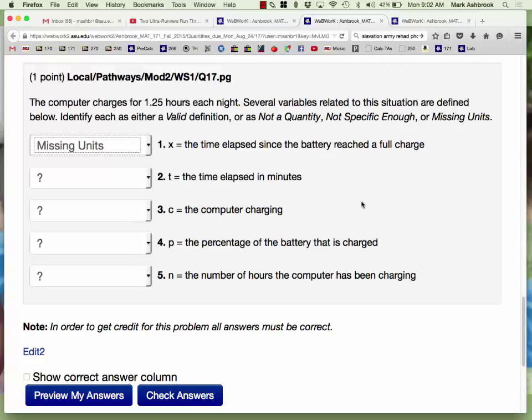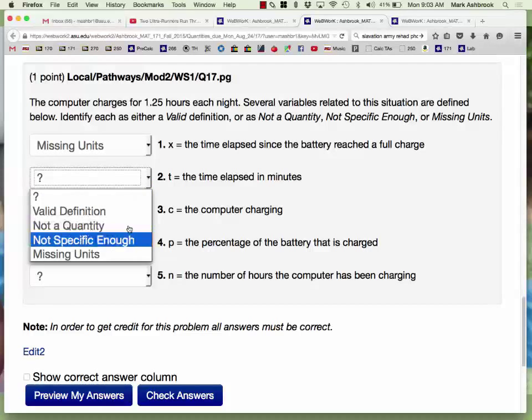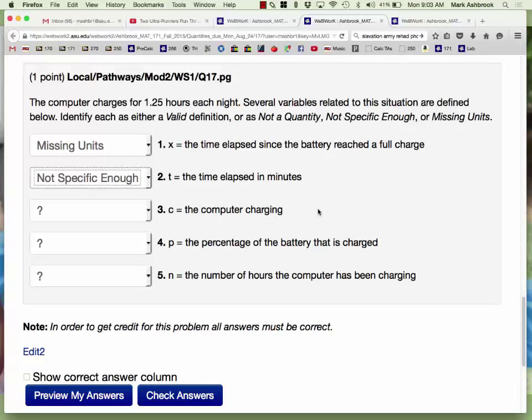Is it a quantity? Is it fully specific? What's missing? Since when? Starting when? Beginning when? Is it the time elapsed since we started charging the computer? Is it the time elapsed after the battery is fully charged? Is it the time elapsed after we started using our computer? Those are all different time quantities. So we don't know what time quantity this is talking about because we don't know when we're starting the clock. We don't know when we're going to say t equals 0.